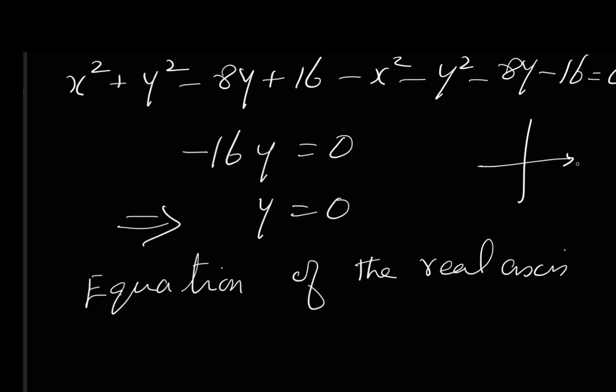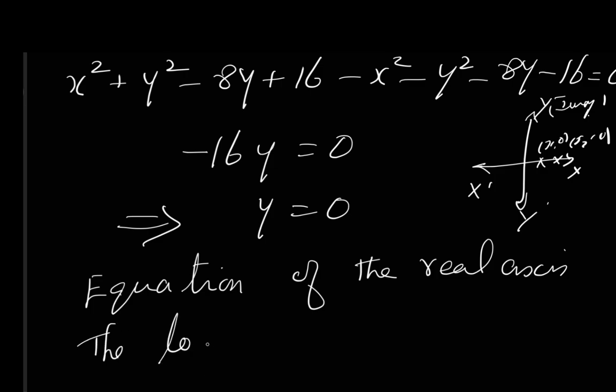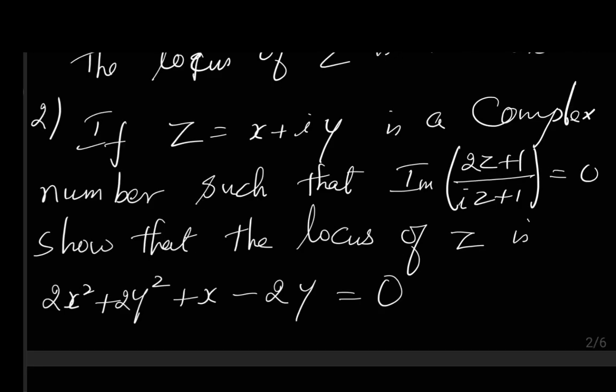See, we know that the x-axis is the real axis and the y-axis is the imaginary axis. So here on the x-axis all the y values are 0: (x1, 0), (x2, 0), all the y values 0. So this is the equation of the real axis. So the locus of z is the real axis. That's all.